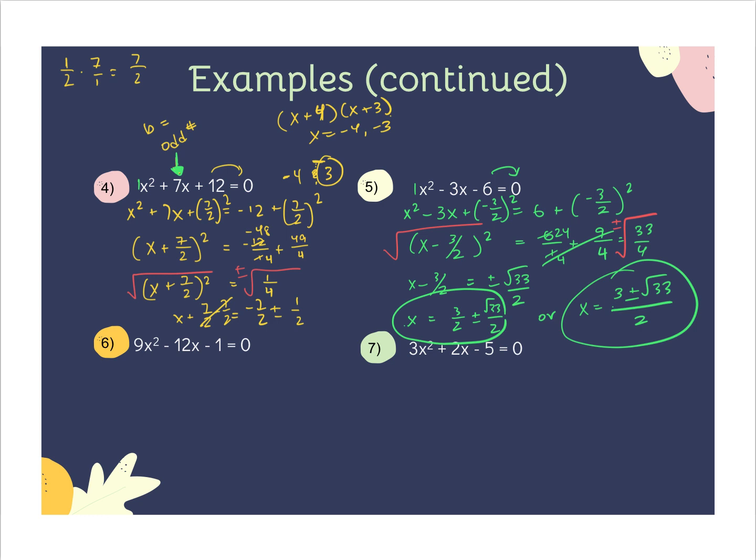So I cannot go to number 6 and just say, oh, what's half of 12 and start completing the square. I can't do it. I have to have an a value of 1.